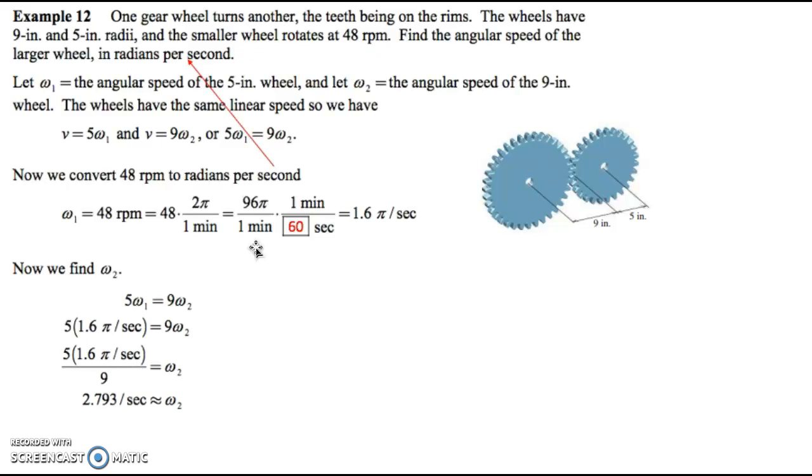So now that we know what the W is for the small wheel, we can find the angular speed for the larger wheel by plugging in 1.6 pi per second, multiplying and dividing, and we see that that second wheel is traveling at an angular speed of 2.793 radians per second. So slightly faster, it's going angularly than the smaller wheel, but that's to be expected. Now their linear speeds will stay the same, whereas their angular speeds are slightly different based on the size.